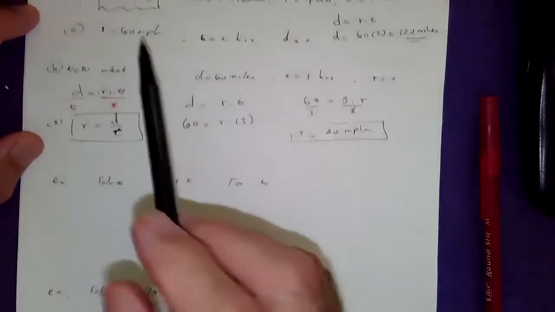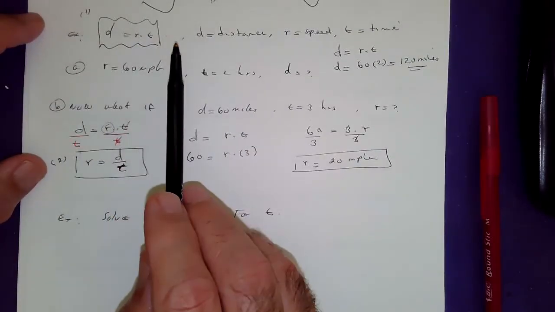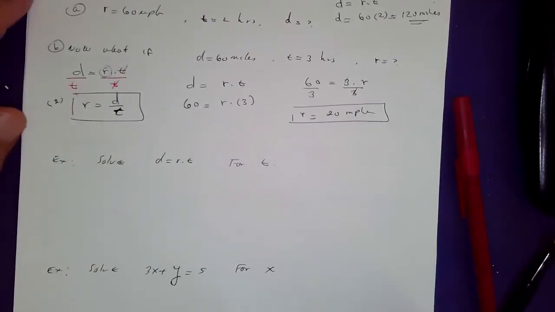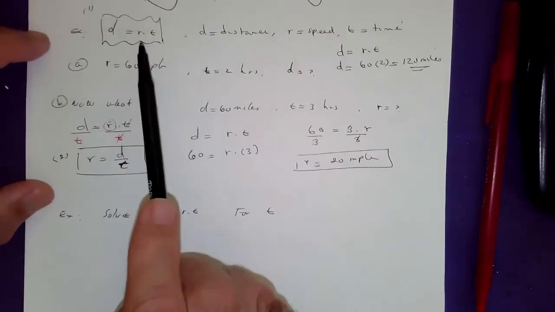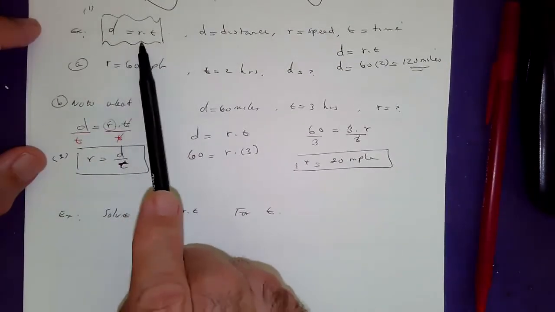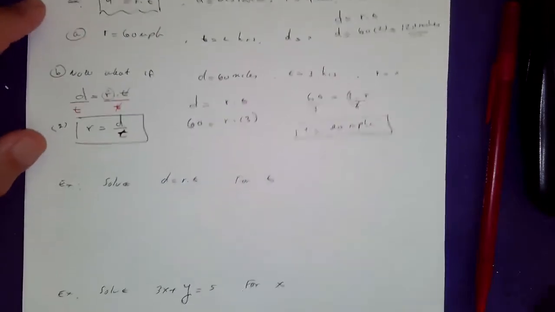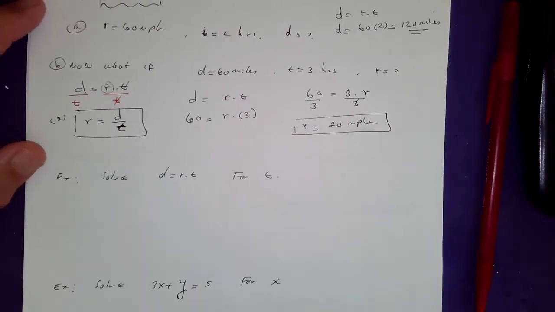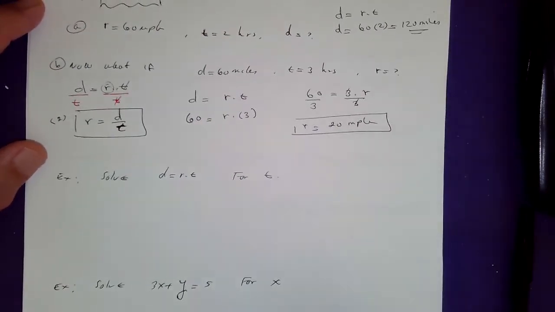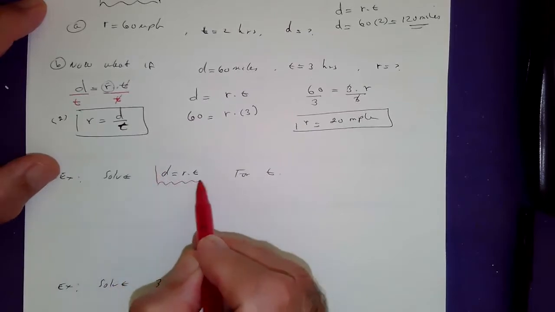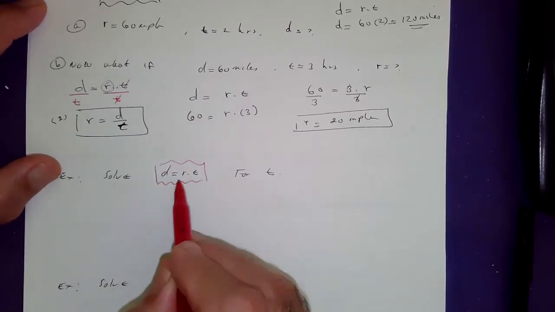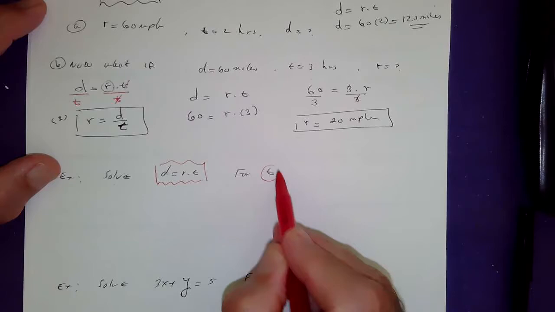The bottom line is to manipulate a given formula and write a specific letter in that formula in terms of the rest of the letters in the formula. Okay, here's a typical problem. Given a formula, d is equal to r times t, could you solve this equation for t?